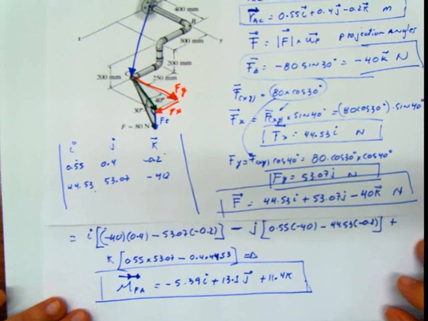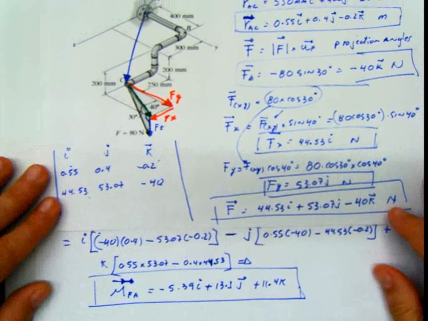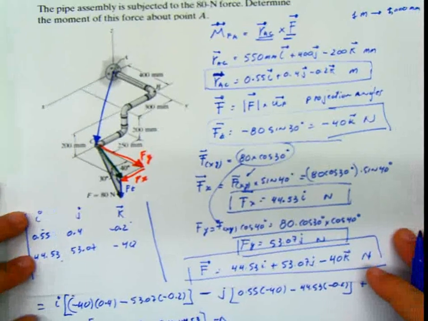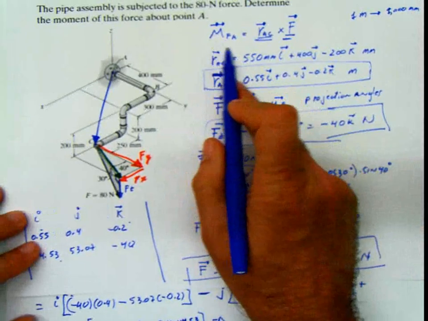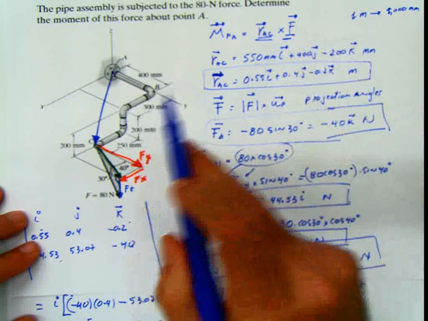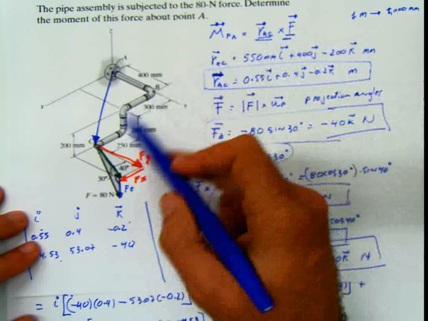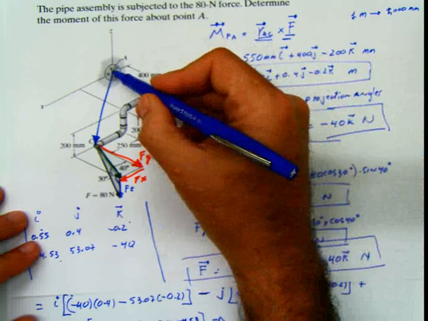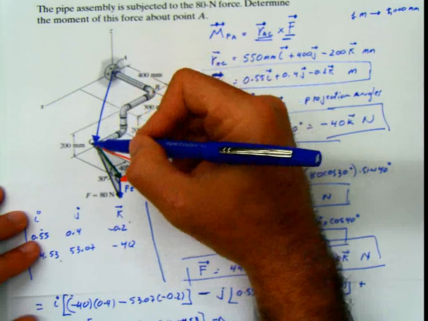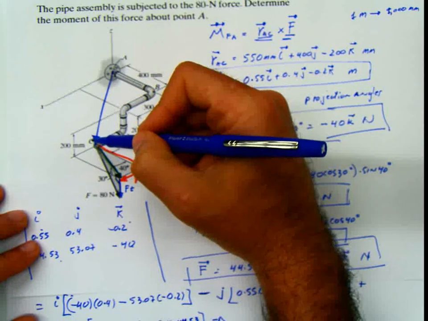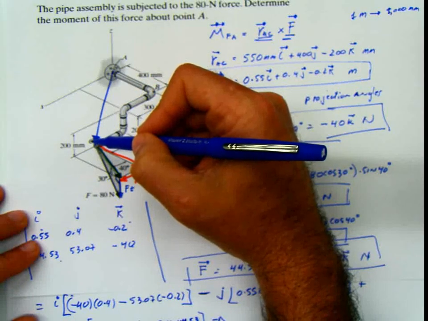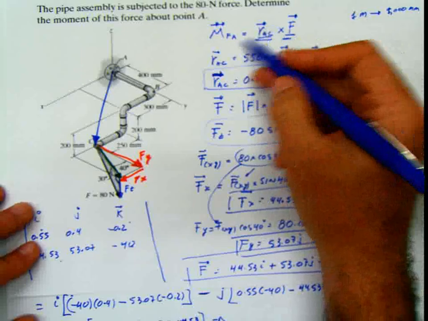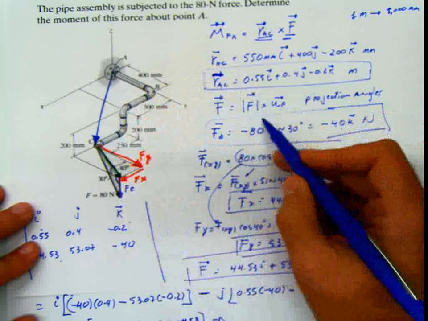This is a simple problem that shows you basically the whole procedure. First thing first, moment equals R cross F, not F cross R, R cross F. Calculate R, which is the vector from the point that I want to calculate the moment to the point where the force is applied, or any point within the line of action of the force. Express that R as a vector, express F as a vector.